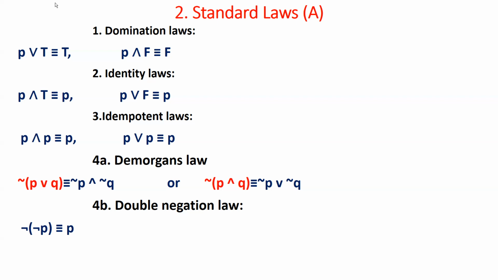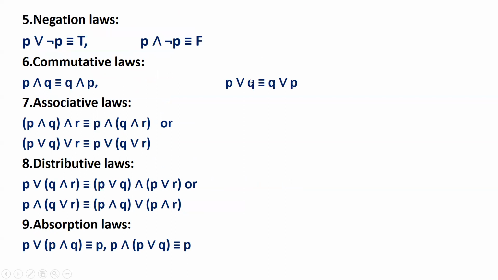At that time, we have to use the standard laws. In the previous class, we have seen basic demonstration. Now in this class, we'll see the standard laws. Already we have learned these laws carefully. First, domination law, second one, identity law, idempotent law, De Morgan's law, double negation law, negation law, commutative law, associative law, distributive law, absorption law. So these are the laws regarding the basic connectives, conjunction, disjunction, and negation.